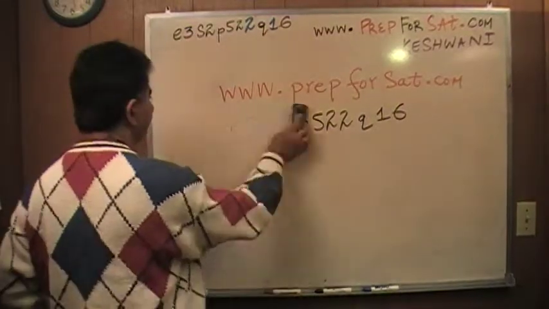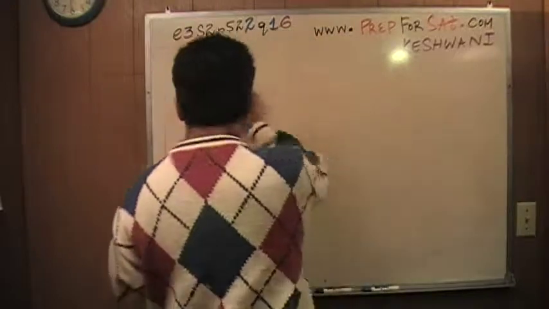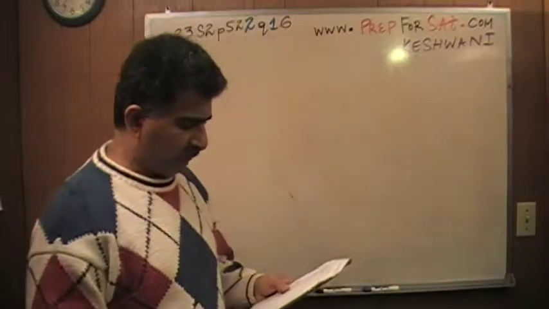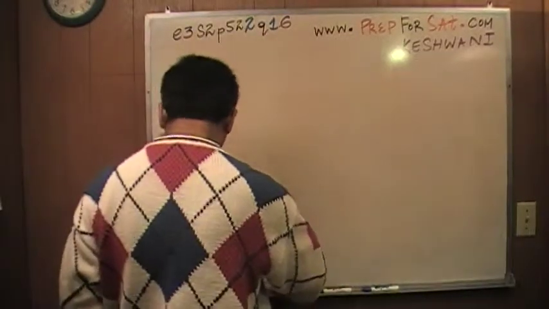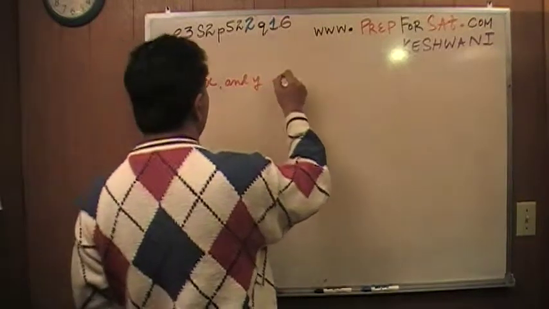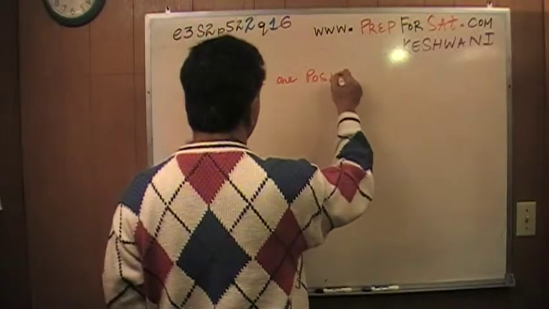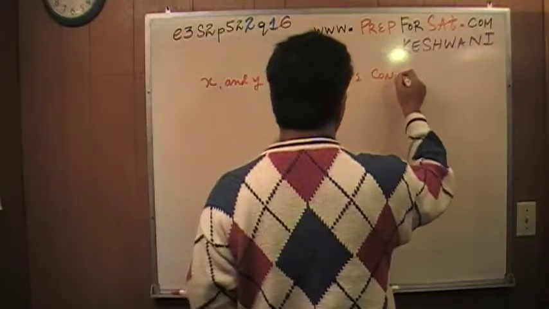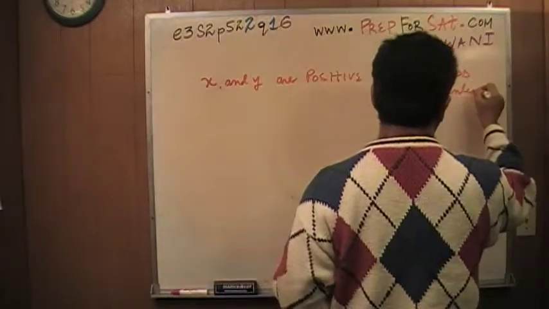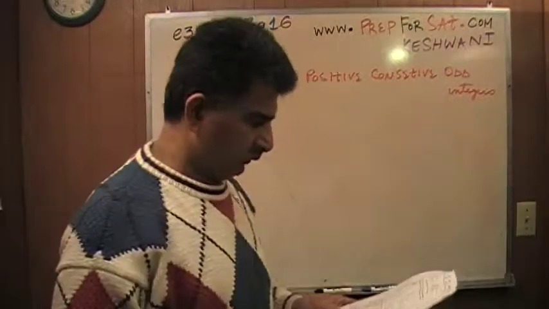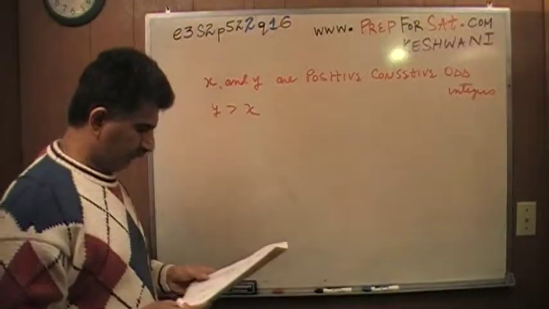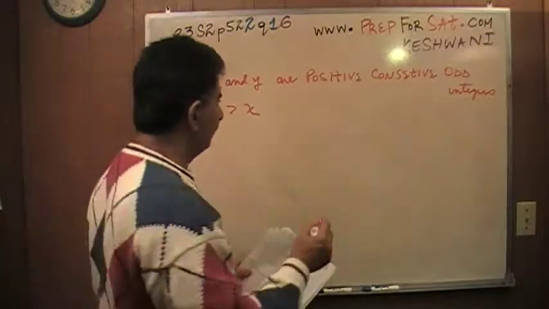Let's solve the problem. It says if x and y are positive consecutive odd integers, let's make a note here. X and y are positive consecutive odd integers. And we're also told that y is more than x. The question simply is, which of the following is going to be equal to this quantity?